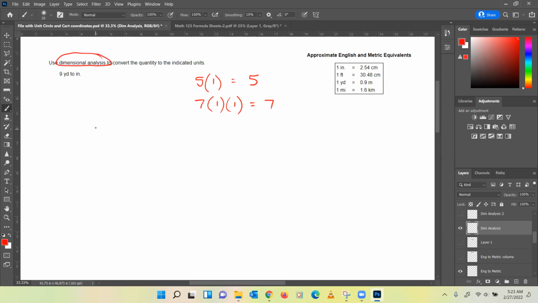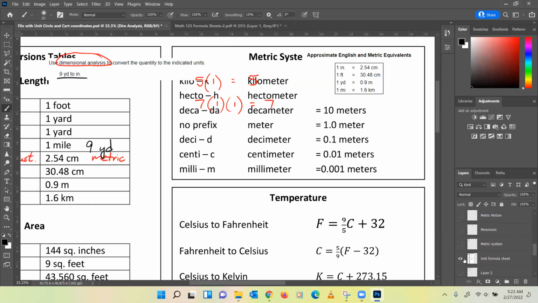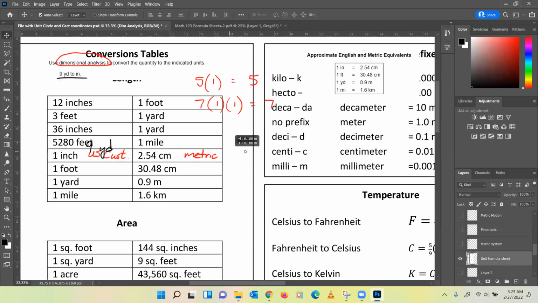We are going to multiply by versions of 1. And those versions of 1 will be the versions that will help us. So let's take a look at this 9 yards we have, and we're converting that to inches. By the way, I don't want the English to metric so much as, well, let me pull up the formula sheet and see if maybe that has some units that can help me out here.